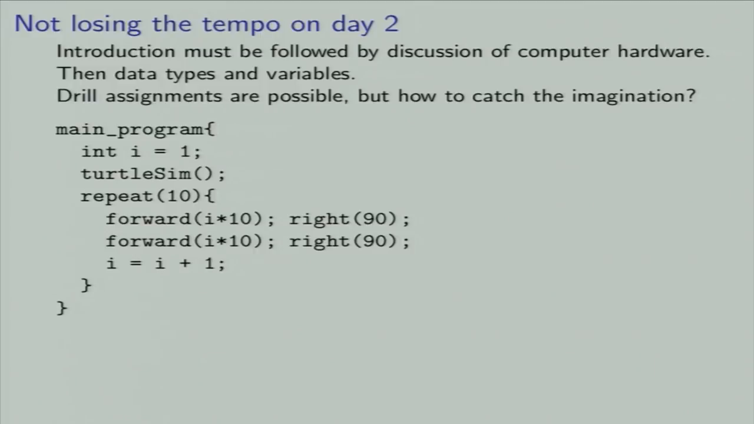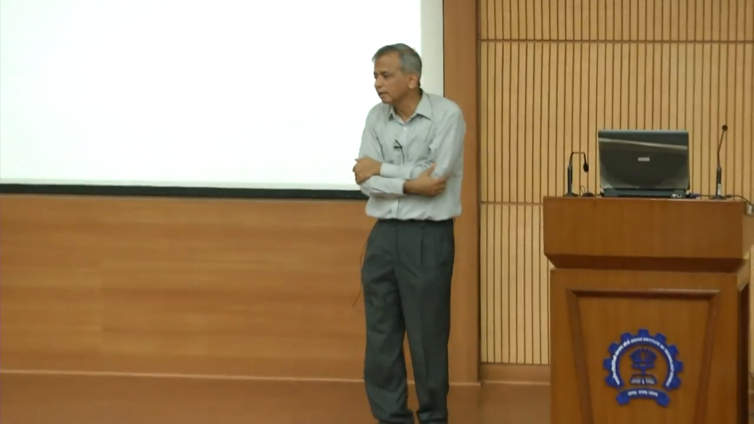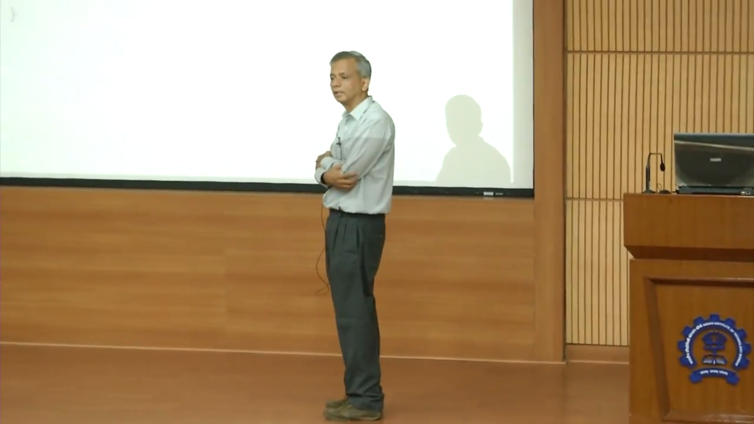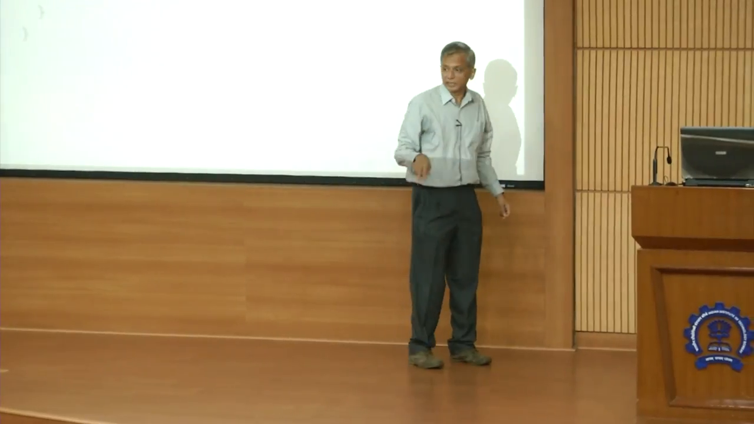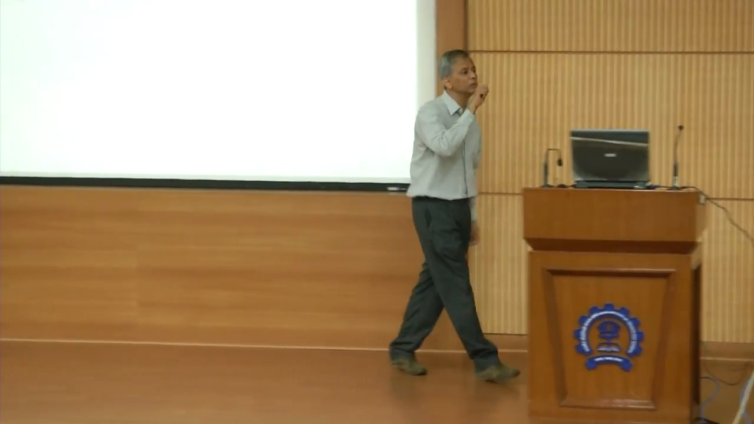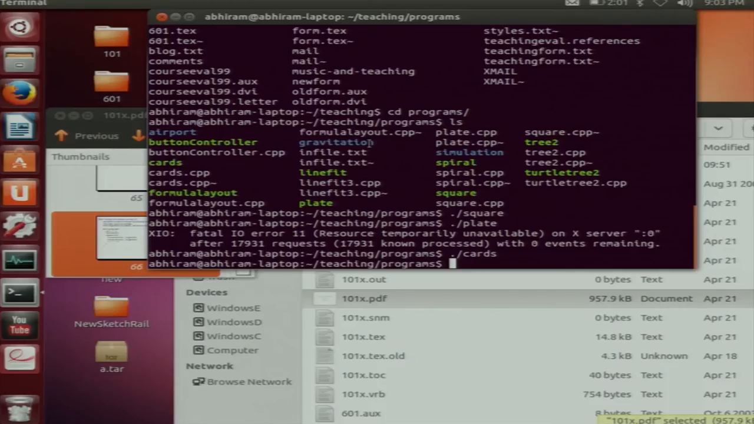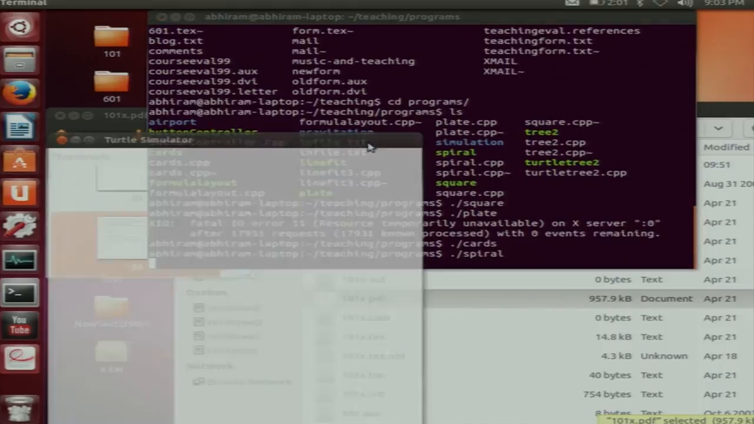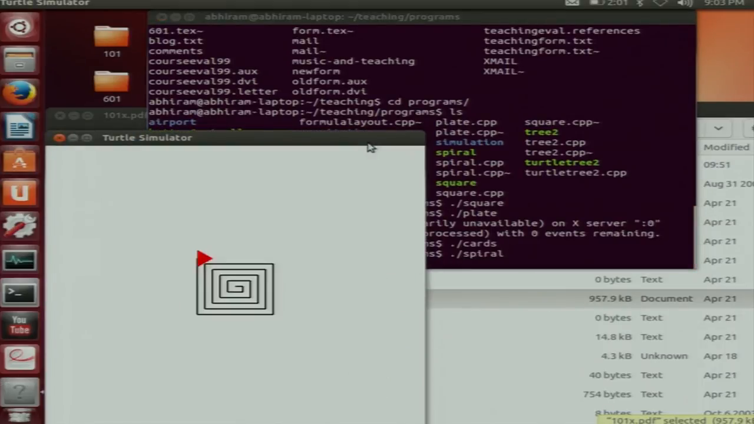Well, take this program. Again, stare at it for a minute and tell me what you think it might be doing. It goes one step, it goes 10 steps and then turns. 10 steps and it turns. Spiral. It's doing a spiral, because subsequently the length through which it is moving is increasing. Initially it was moving through 10 steps because i was one. Later on it starts moving through 20, then 30, and so on. So maybe we should see this. This is what it does. I have just let it zip through, but you can guess that this is what it does.